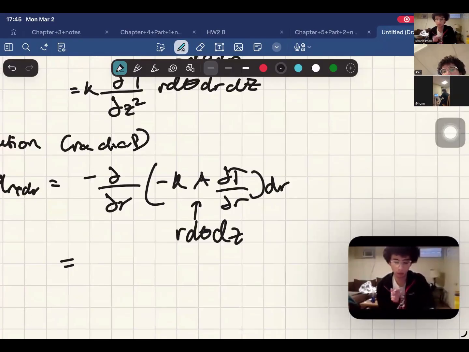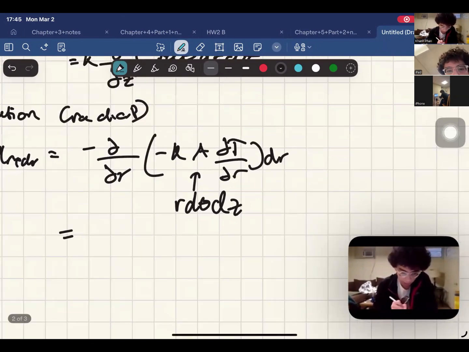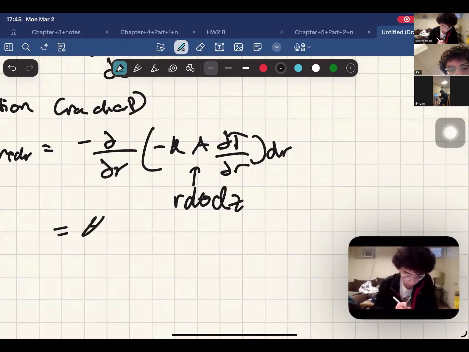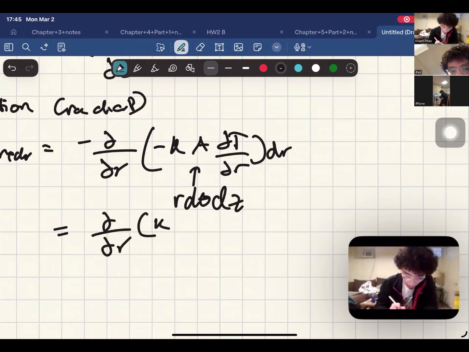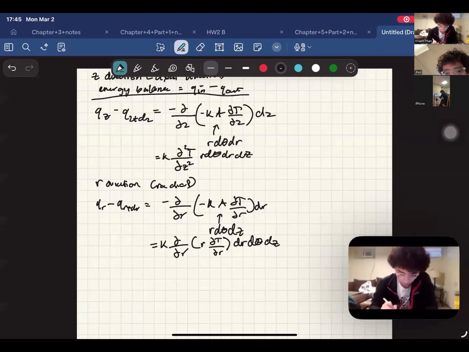So we wouldn't be able to move R, but d theta and dz would be constant, so we can move them out. So cancel out the negative d/dr k, or we can just move k r out too. So r dT/dr, dr d theta and dz.